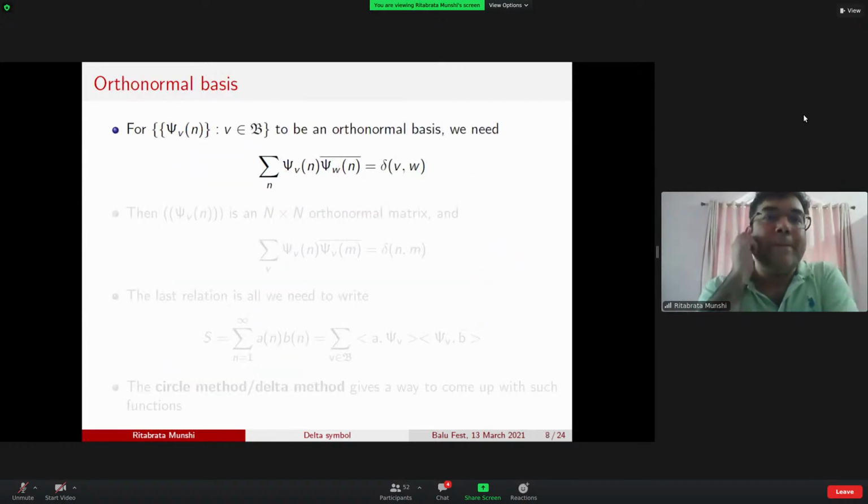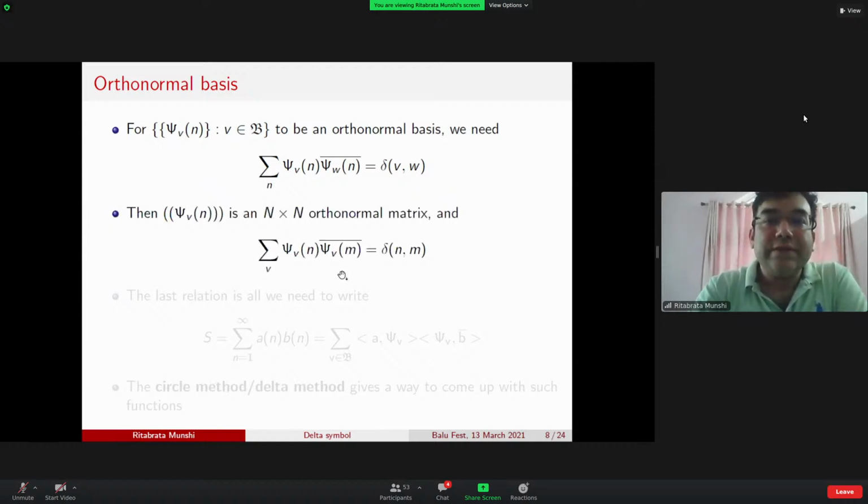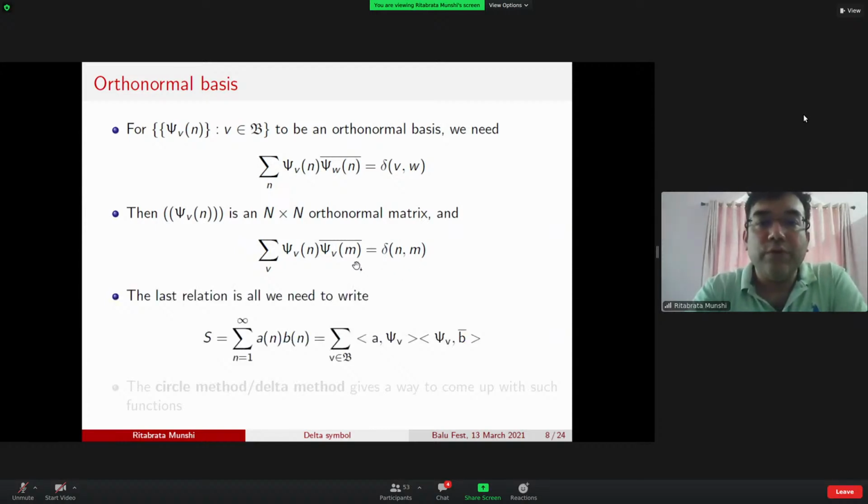Okay, so now how do you get the orthonormal basis? We are looking for vectors like this, which satisfy this. Here delta_{V,W} is a Kronecker symbol, which is 1 if V equals W and 0 otherwise. So that's the same thing as trying to get an expansion of the usual Kronecker symbol. Here V and W are vectors, and here n and m are integers. So this is the usual expansion of the Kronecker delta symbol. This is the type of formula that we're looking at. And once we have such an expansion, we can surely write S as this.